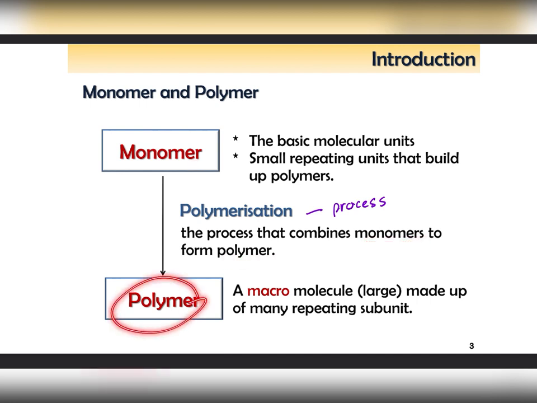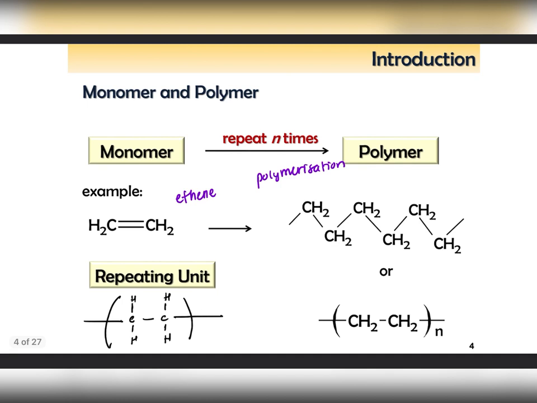So polymer ni apa pula? So polymer is a macromolecule ataupun large molecule that made up of many repeating unit ataupun made up of monomers. Okay, so let's have a look at this. So daripada monomer undergo polymerization, kamu boleh form polymer. Okay, so dekat sini ada beberapa benda yang kamu kena take note. So contoh, monomer is this basic compound. Okay, so basic unit ethene contoh. So if you undergo polymerization, you akan form this polymer.